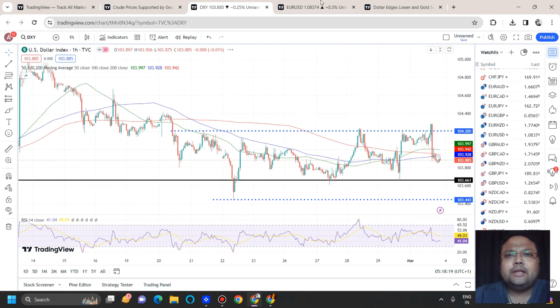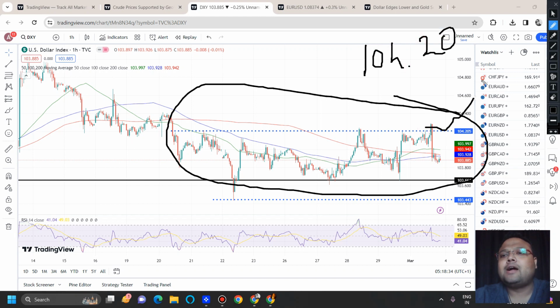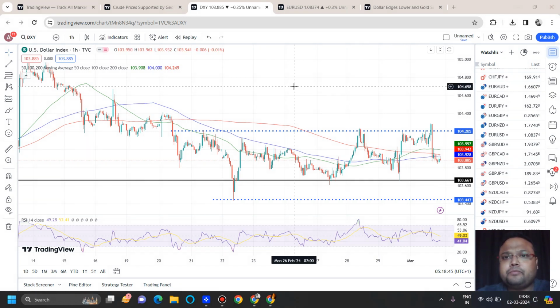You must know that DXY is trading inside a range, and we can still see that DXY is trading inside a range only. As we have already discussed, if DXY really needs to continue the upside, it will have to cross 104.20 and move higher. DXY has been trying a lot for quite some time but is unable to sustain above it, and the market is still trading inside the range only.